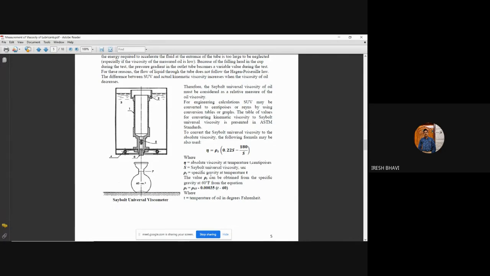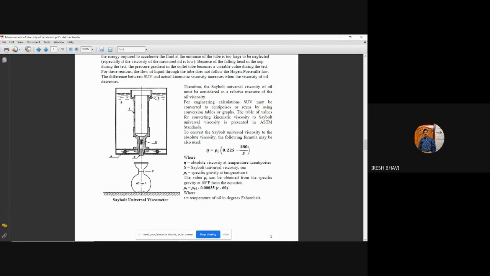And suppose you want the value of specific gravity at different temperature, then we can use this formula, that is rho T is equal to rho 60 minus 0.00035 into bracket T minus 60, where T is the temperature at which you want to determine the specific gravity, and rho 60 is the density of the oil at 60 degree Fahrenheit. Is it clear? Rho 60 is the density of oil at 60 degree Fahrenheit.